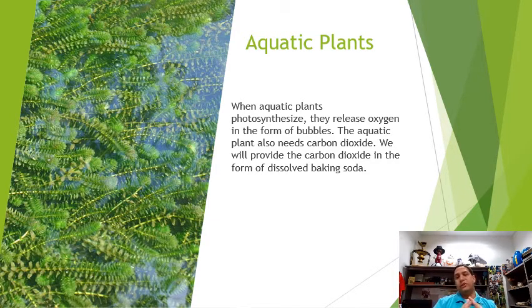So in the solutions that you're preparing, you're going to have baking soda. Baking soda breaks down in water and releases carbon dioxide. So that's where we're going to get our carbon source, the baking soda. Between that and some carbon dioxide and a little bit of water, we're going to be able to have the plants undergo photosynthesis to produce oxygen and glucose.